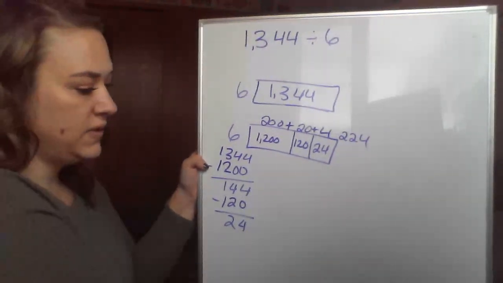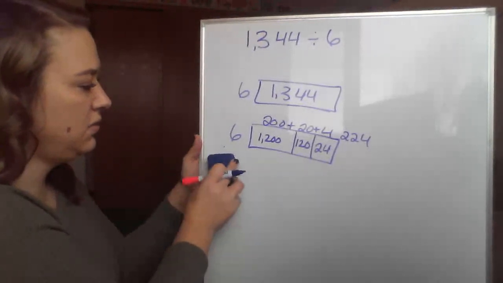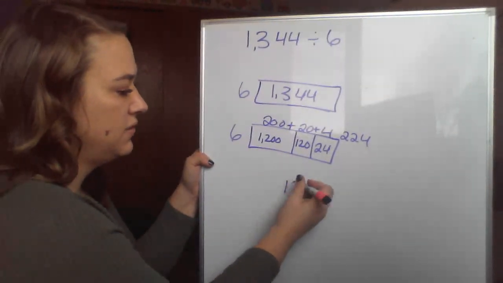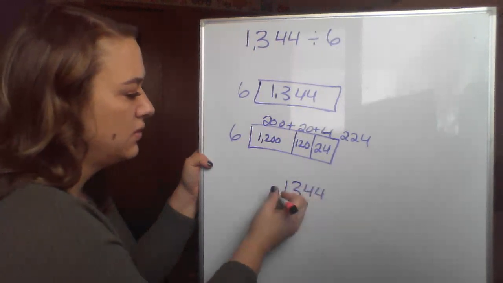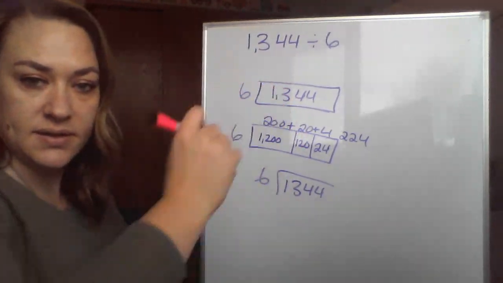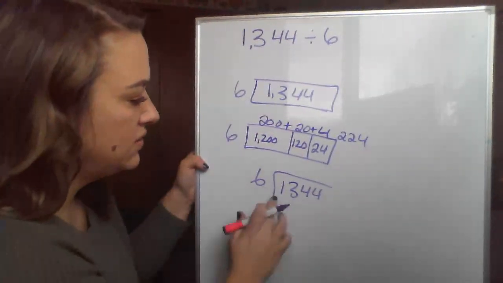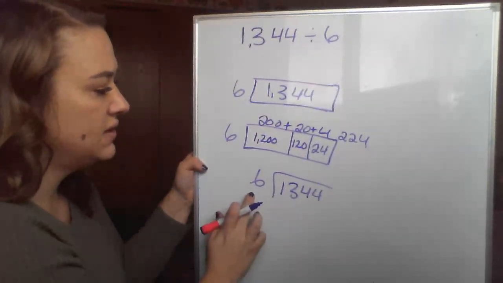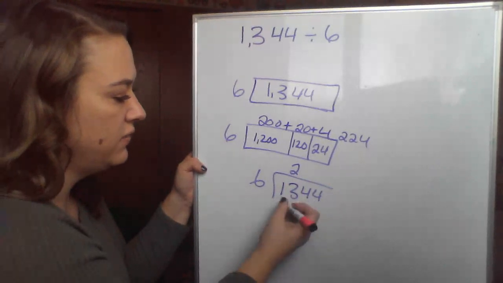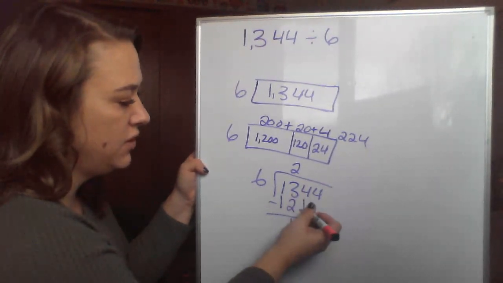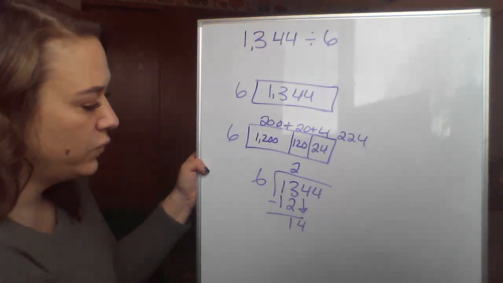Okay, and if we did that with long division, so we got 1,344 divided by 6. You guys still see that? So 6 can go into 13. We know 6 times 2 gives me 12. Subtract, bring down my 4. So now I have 14.